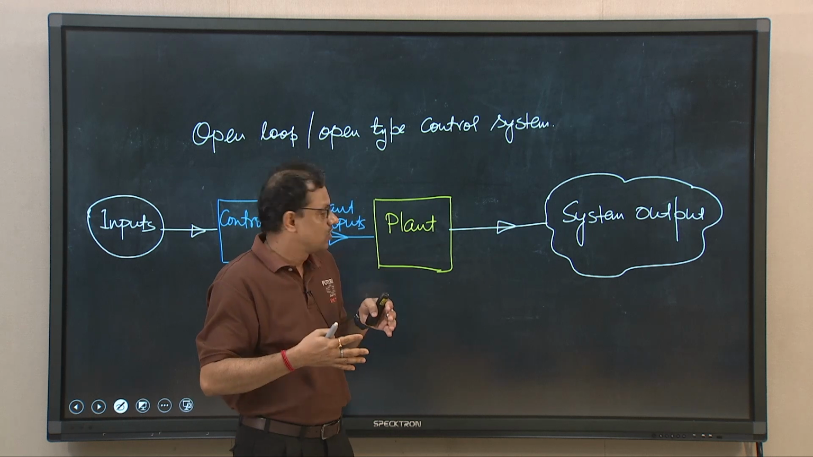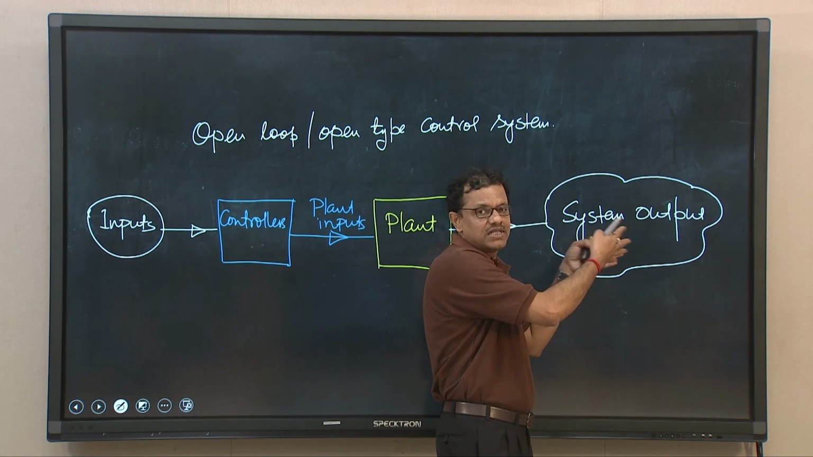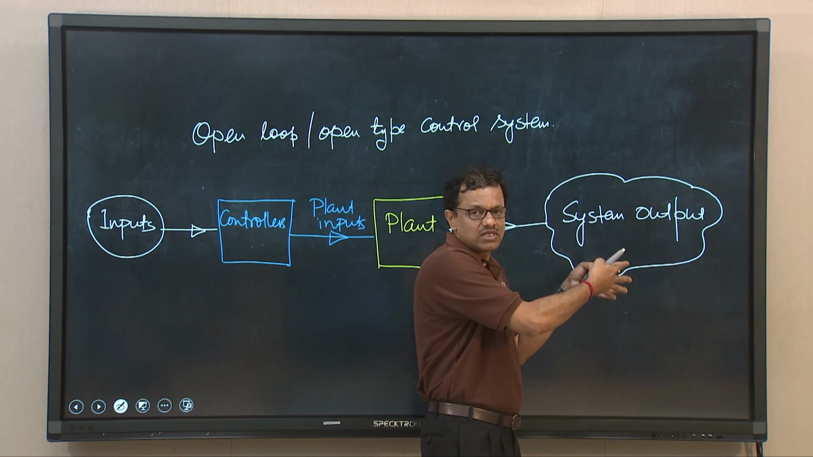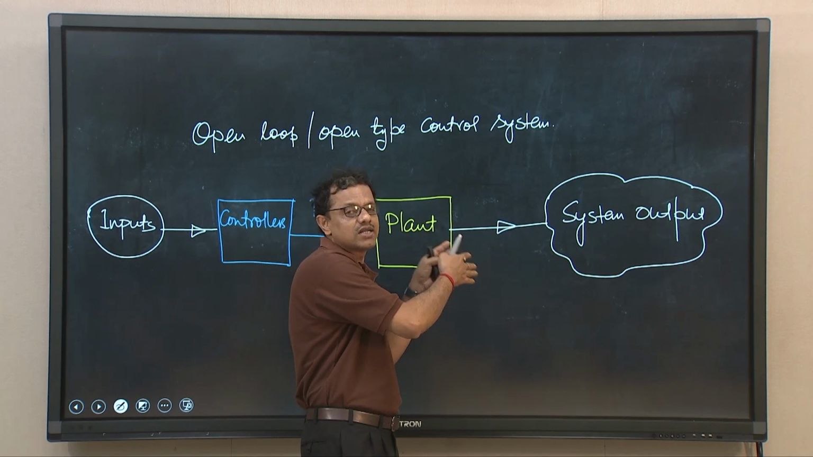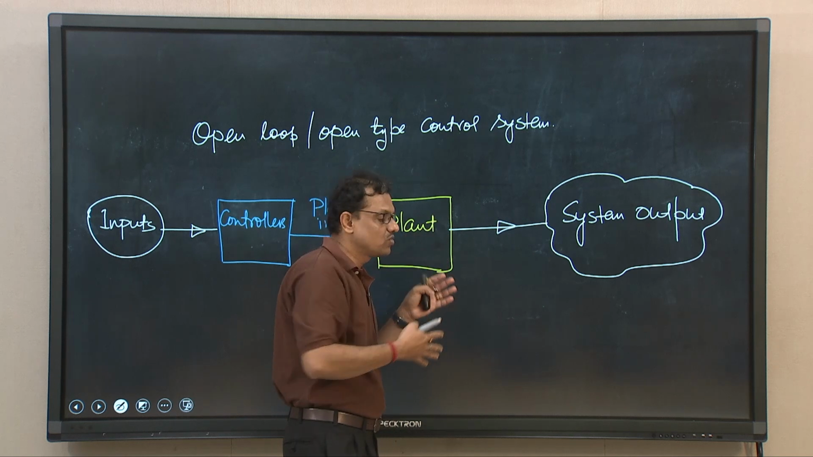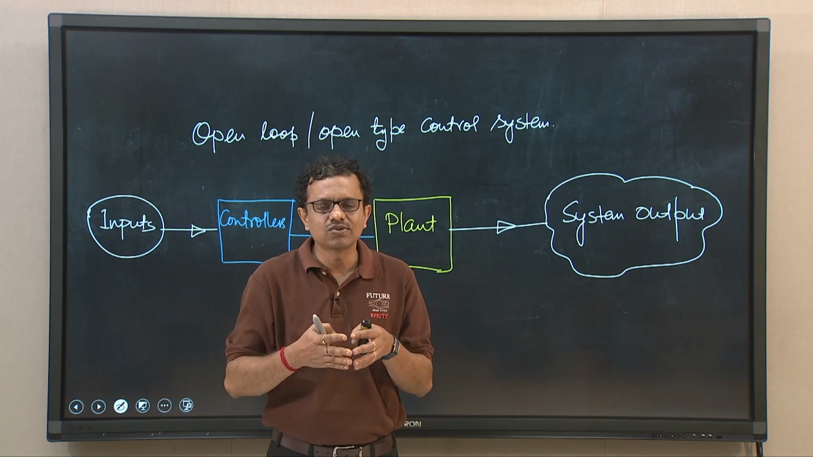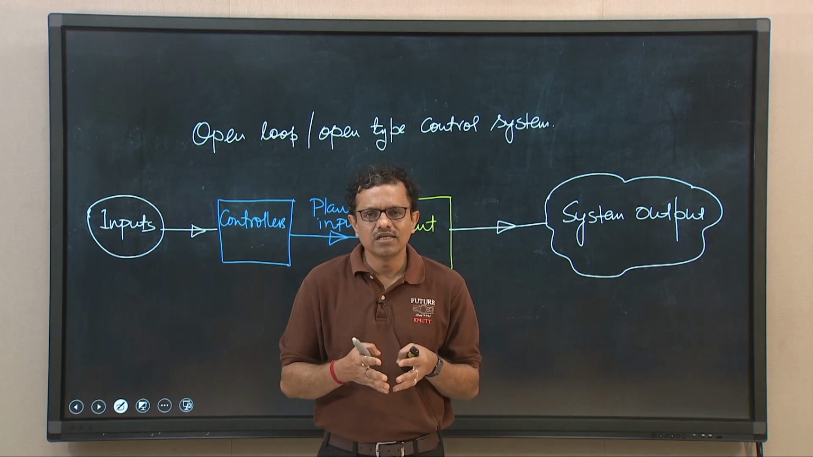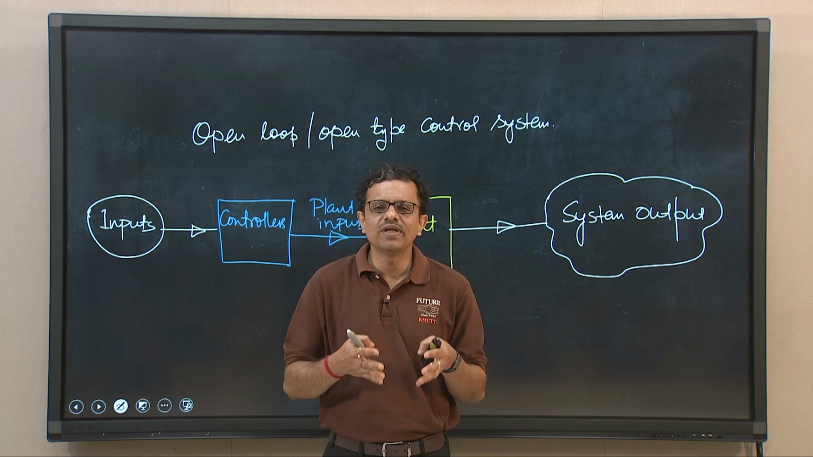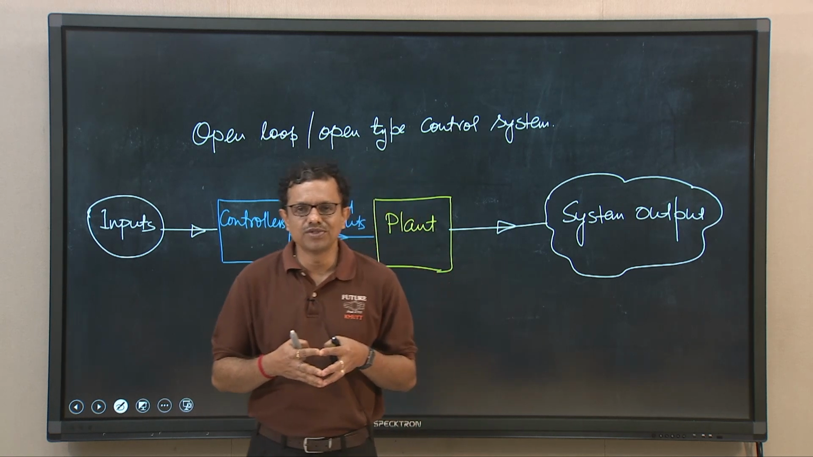No matter what changes there will be in the environment or outside, the plant will not understand, because it has no way of knowing what exactly the plant is doing. Say, for example, so long as the car runs on a straight road, it has no problem. The car will be able to maintain a constant speed of 50 km/h.